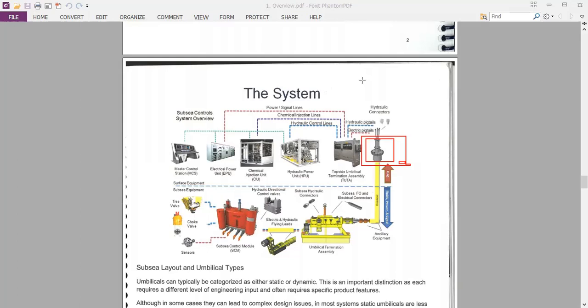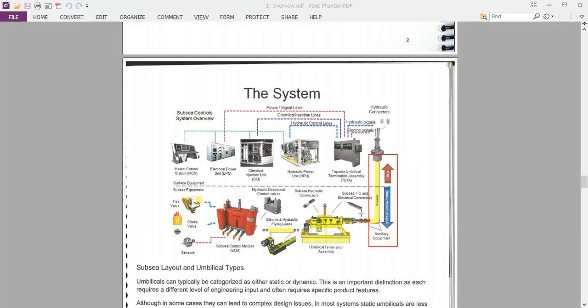I know you cannot get it. That's why I'm asking. So remember, I was talking about the end termination from the TUTU. So that is the J tube. It is where all your lines from the TUTU terminate. And from there, you now have your umbilical in yellow. All right. So here you now have your umbilical from topside to wherever the subsea equipment are, all right.